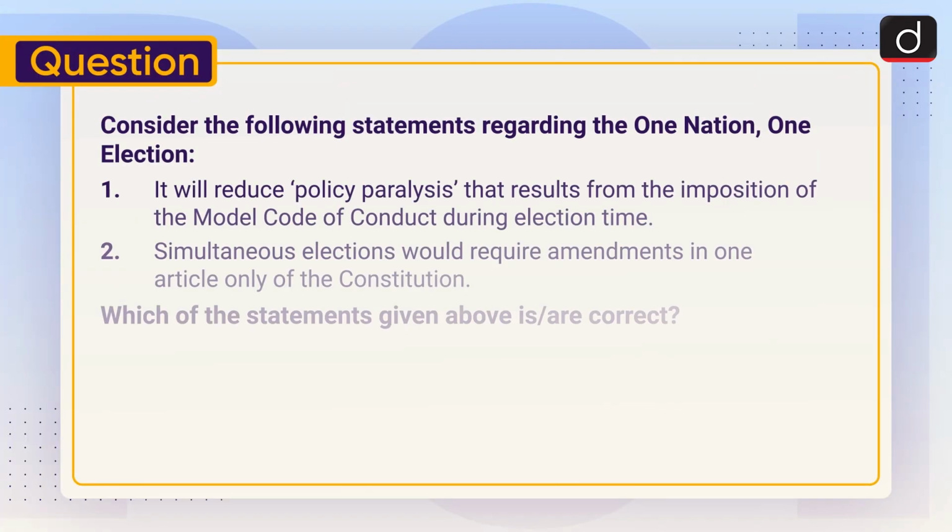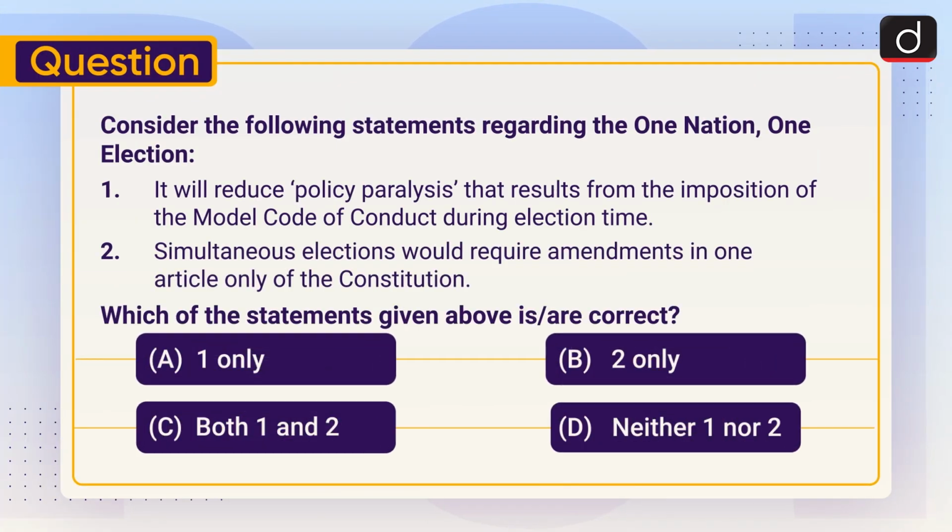Now it's time for the practice question. Consider the following statements regarding the one nation, one election. First, it will reduce policy paralysis that results from the imposition of the model code of conduct during election time. Second, simultaneous elections would require amendments in only one article of the Constitution. Which of the statements given above is or are correct? One only, two only, both 1 and 2, or neither 1 nor 2.